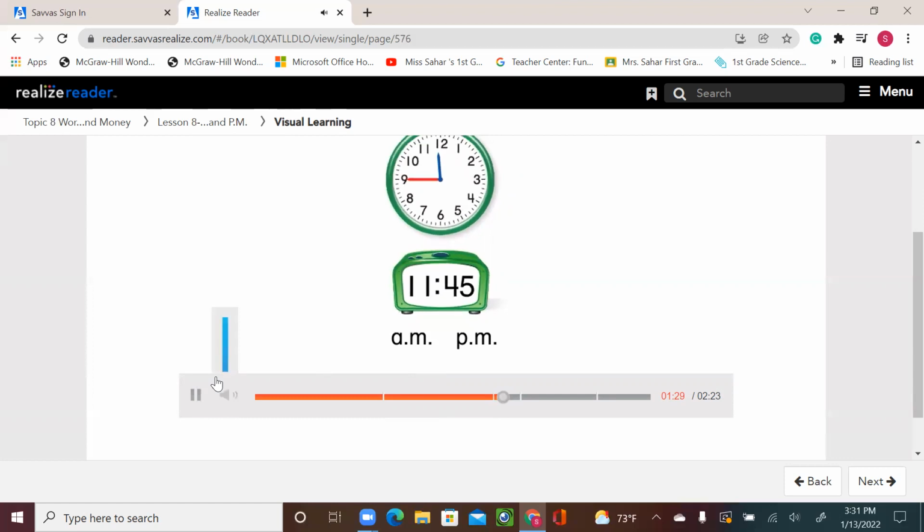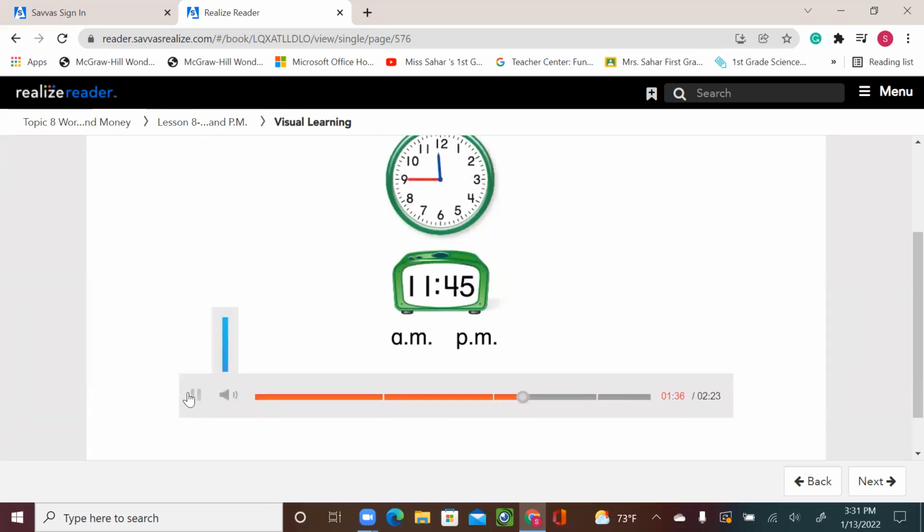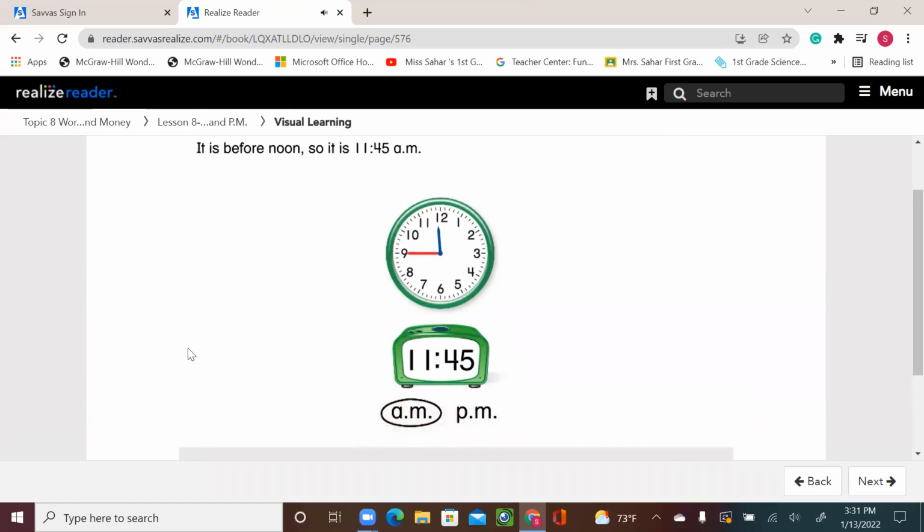The clocks show 11:45. Is this before or after noon? What does this tell you? It's before noon because noon is at 12 and it's not 12 yet. It is before noon, so it is 11:45 a.m.